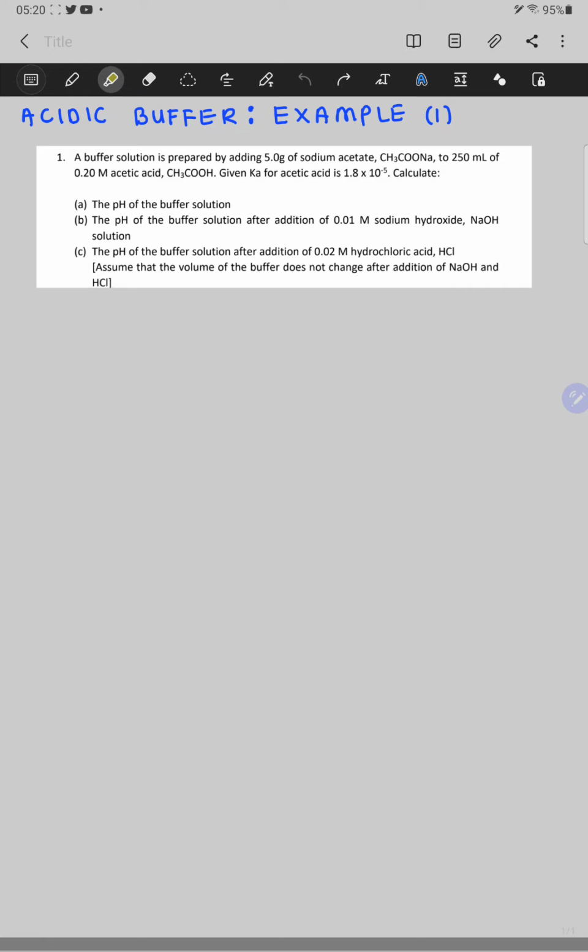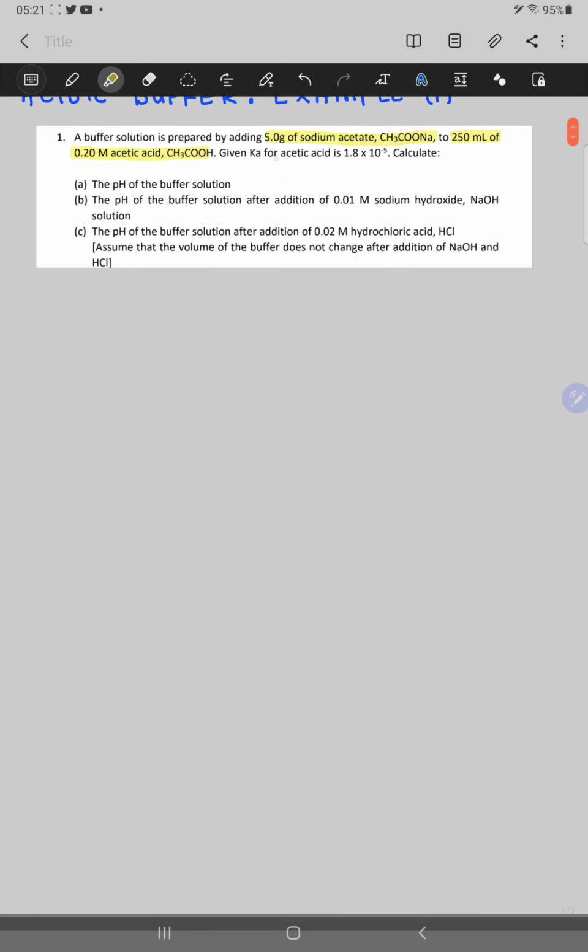Alright, untuk first example ni, teacher akan tunjukkan dulu calculation involving acidic buffer, di mana untuk example 1 ataupun case number 1, the volume of buffer ni does not change after addition of sodium hydroxide and also HCl. So for this example, we have a buffer solution prepared by adding 5 grams of sodium acetate, which is the salt, to 250 ml 0.2 molar acetic acid, CH3COOH, right? And then given Ka value for this acetic acid is 1.8 exponent negative 5.